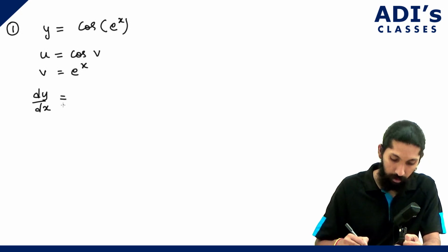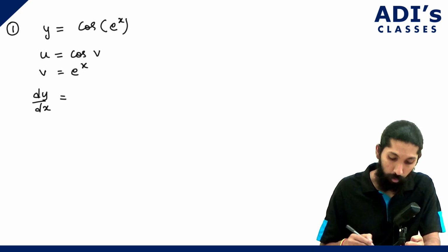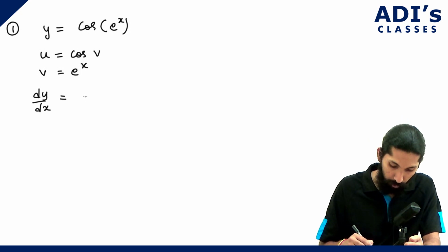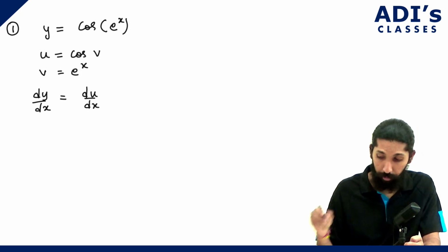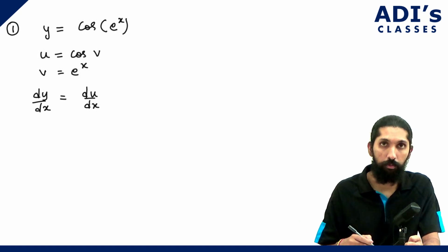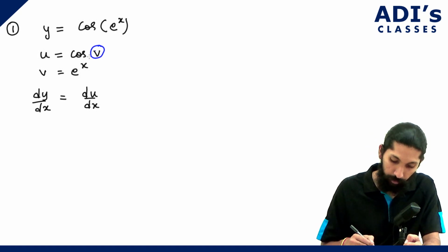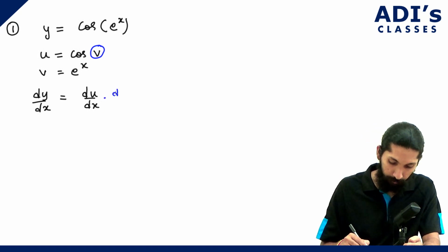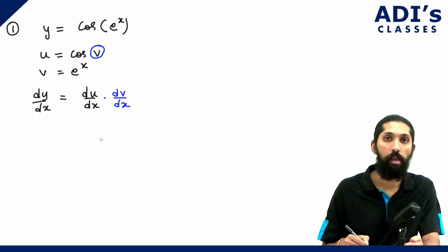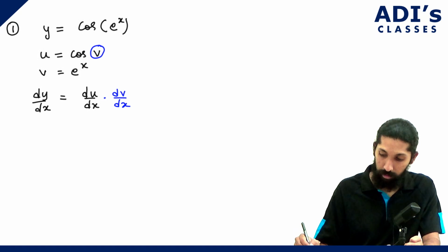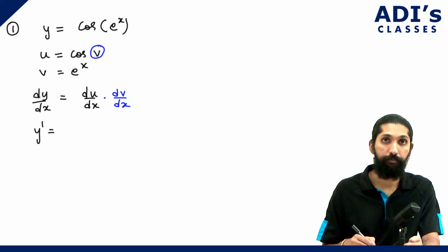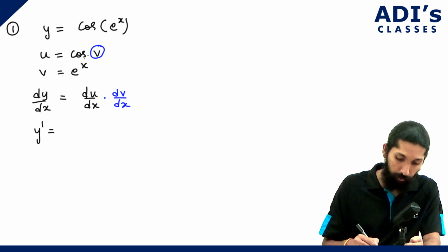When you take it this way, the y dash, first we differentiate the value of u, correct? That means you do du divided by dx. But there is an issue. Issue in the sense you have to do a little more. u is a function of v, correct? So we do du by dx into dv by dx. So dy by dx, that's nothing but y dash is equal to du by dx into dv by dx.